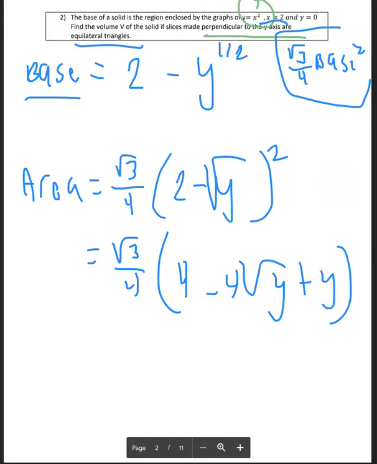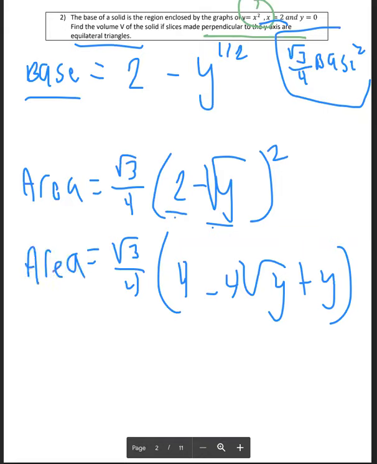Do you understand what I did? Or do you guys FOIL it out when you do something like that? Yeah. Okay. Basically, the easy way to do it is you square this, you square that, and then you do 2 times this times that. So 2 times negative radical y is negative 2 radical y, times 2 is negative 4 radical y, and that's your middle term. So now that we have the area, this is the area.